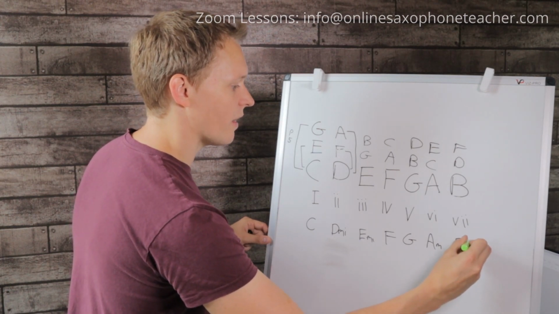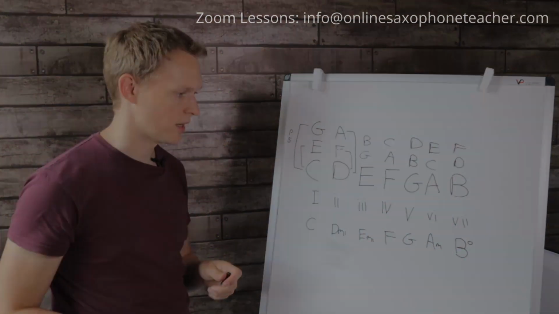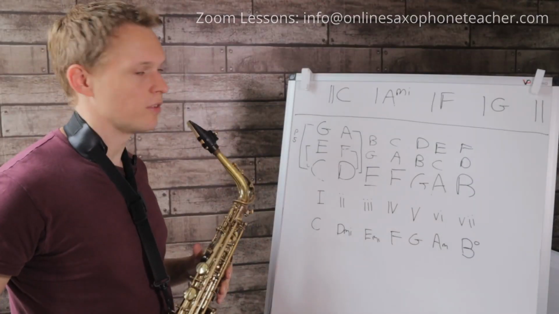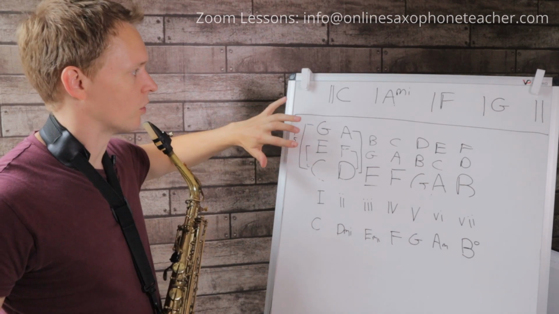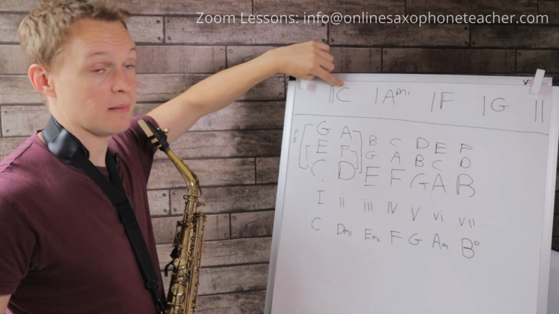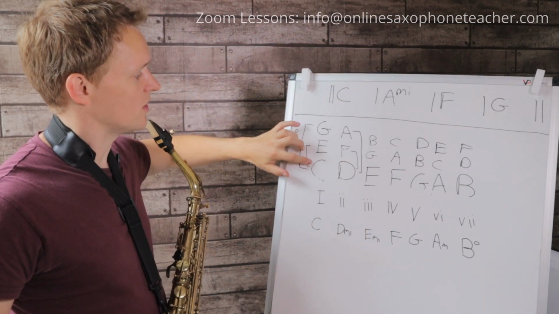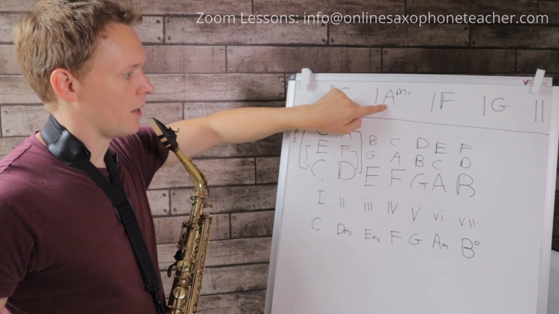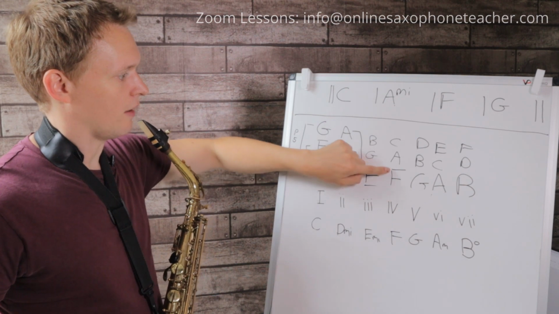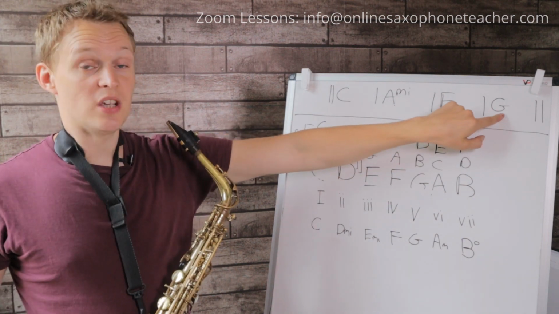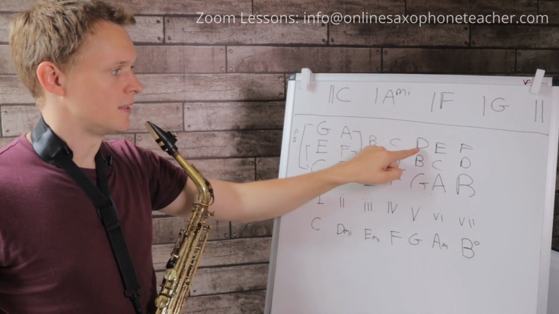I'm just going to put that there for now. That may change later. So first of all, you want to feel really comfortable moving around these basic triads, so the chord tones. So when you see a C major chord symbol, you're going to use C, E and G. A minor, A, C, E. F major, the F, A, C. And the G major, G, B, D.